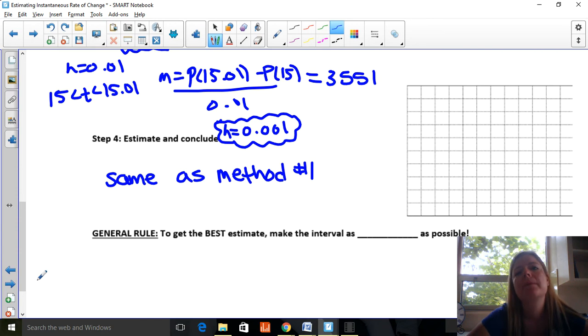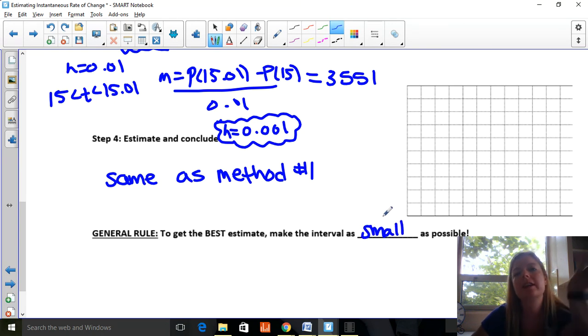But the reason why the difference quotient is so important is because that is the beginning of calculus, and when we learn what a derivative is, you have to understand the difference quotient. So I will be asking you to use both methods, the centered intervals and the difference quotient, in this course. But the general rule is to get the best estimate, you want to make the interval as small as possible.